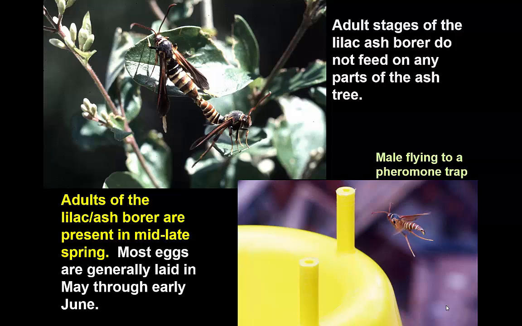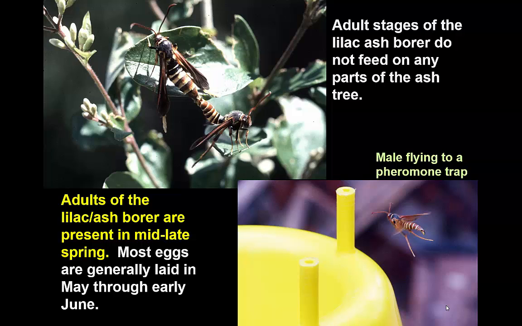On the other hand, lilac ash borer, being a moth, does not chew in the adult stage, so they do not feed in the adult stage. Furthermore, they come out quite early. Lilac ash borer adults are usually found in mid to late spring, and most eggs that these lay are laid in May or early June. Most of their egg laying is done by the time the emerald ash borer is going to lay its eggs.